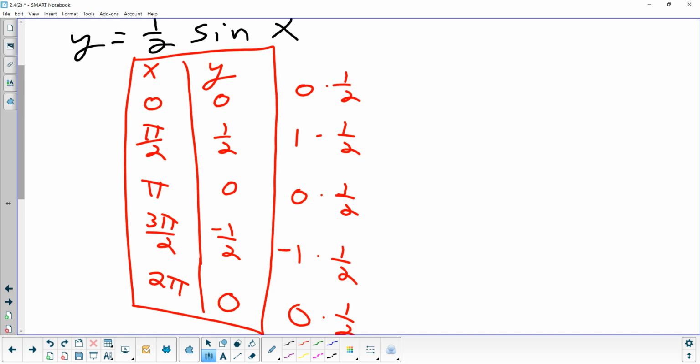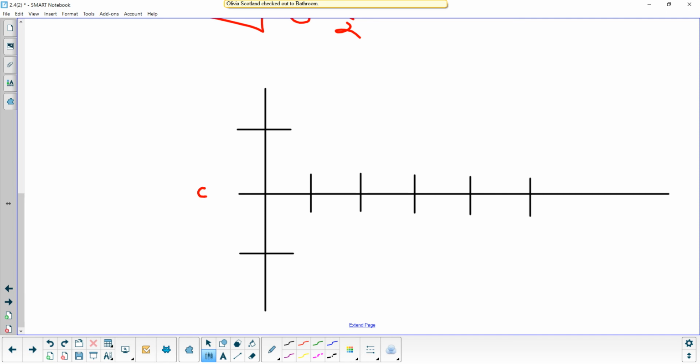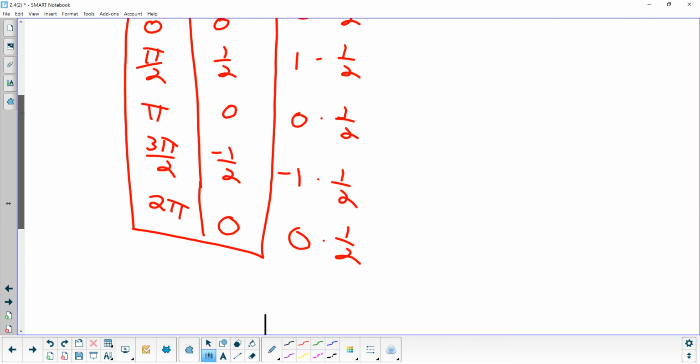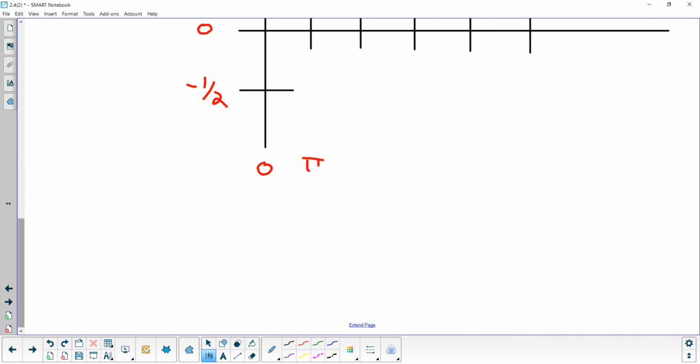All right, now technically this graph would look half as tall if you compared it to a graph without the 1/2, but I'm going to scale it. So this is 0, that's 1/2, that's negative 1/2. So it's going to look exactly the same as it always does. Okay, so I got those labeled. Next thing I need to label is my x-axis. 0, pi over 2, pi, 3 pi over 2, 2 pi.